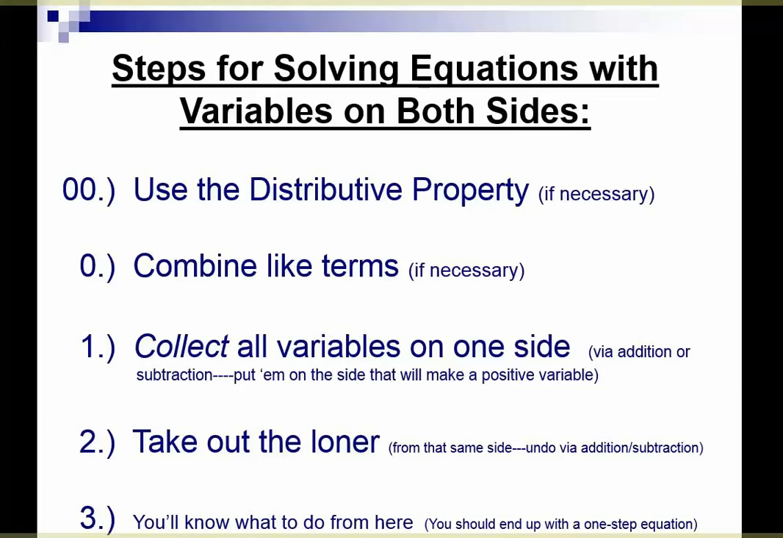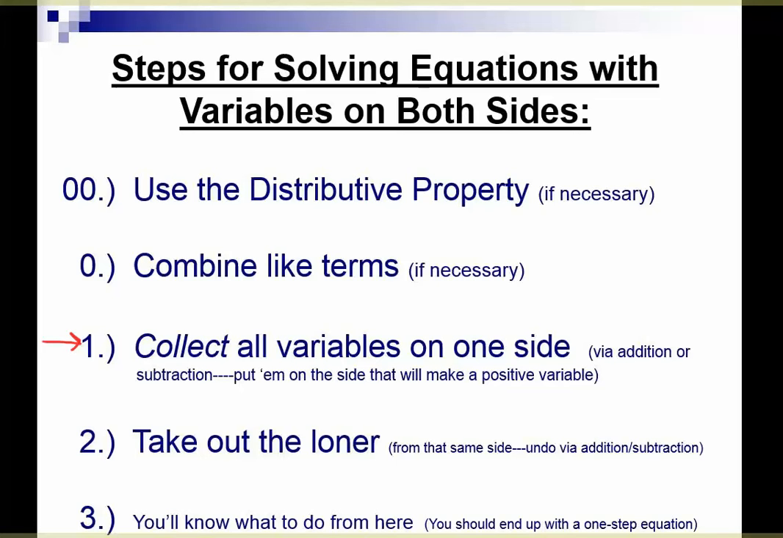The action really starts here on step one. We have variables on both sides. In other words, we have X stuff on the left and X stuff on the right. Our strategy is going to be to collect the variables, to get all of the X stuff on one side, whether it's the left side or the right side. It doesn't really matter. Typically, whatever side you put it on should be the side that creates a positive variable.